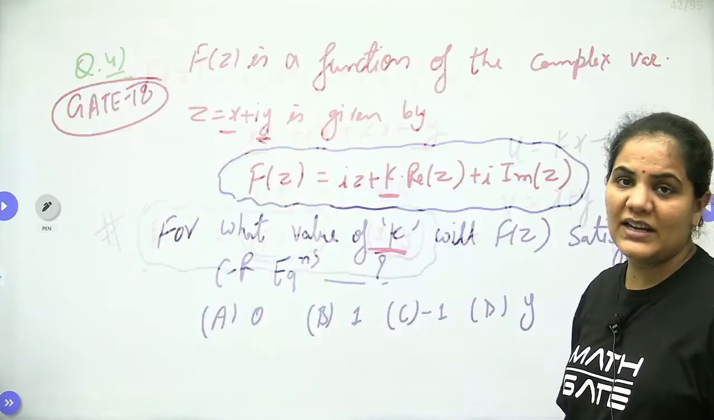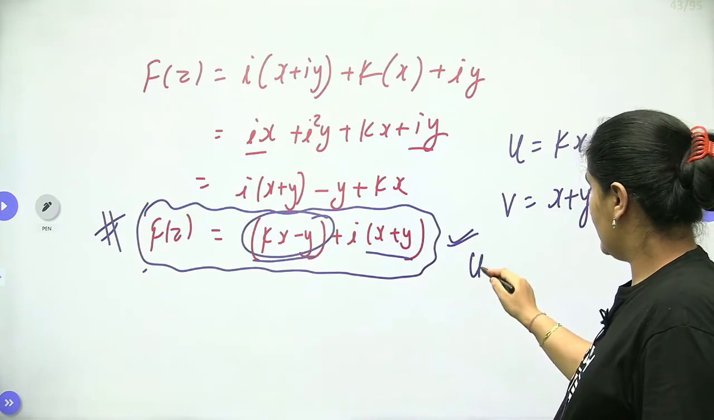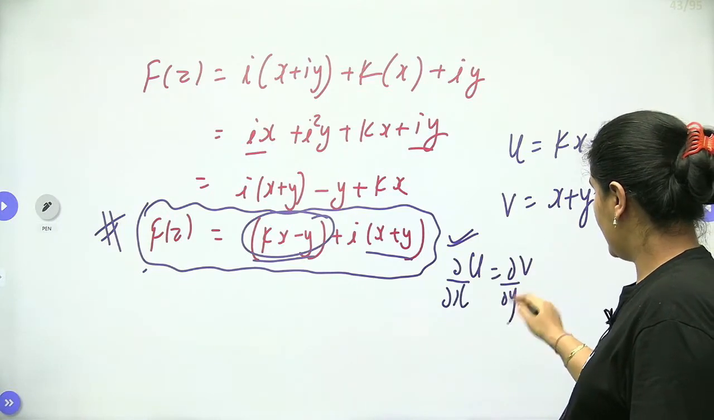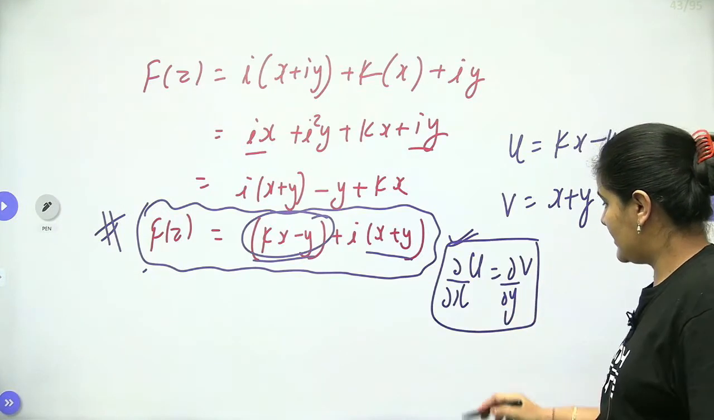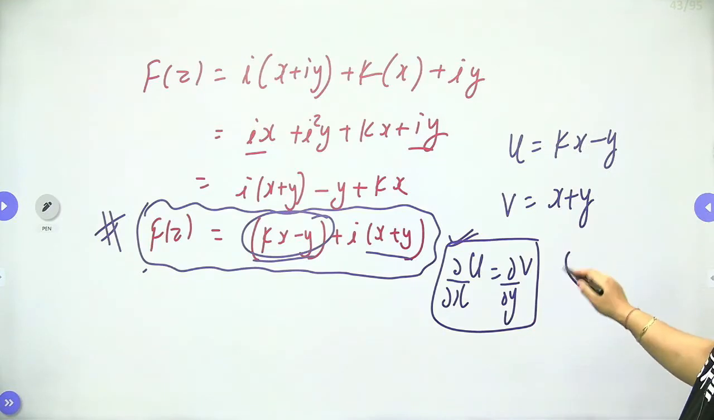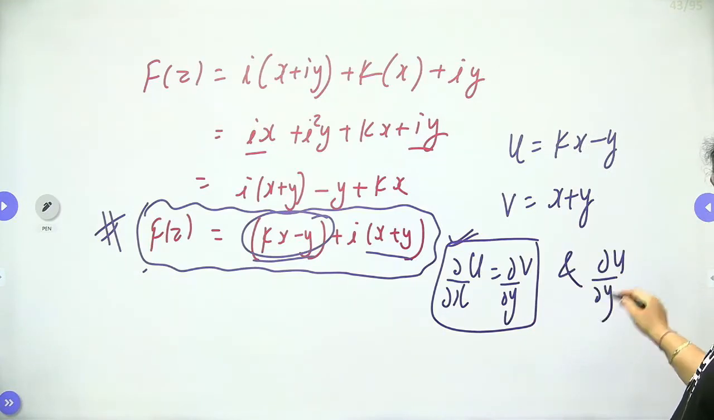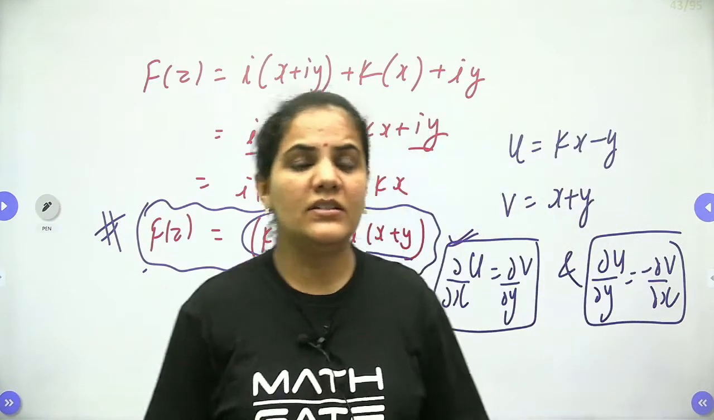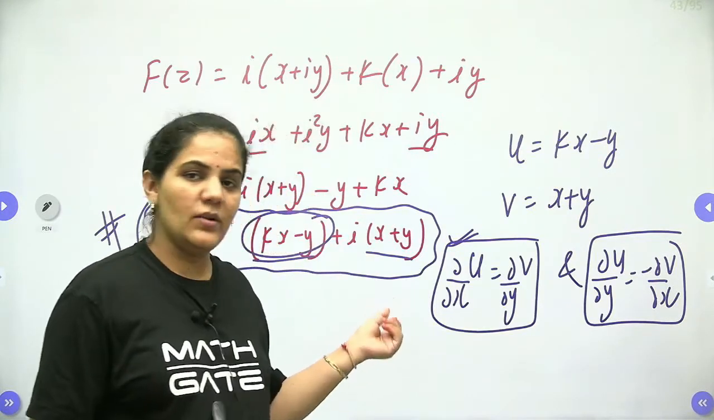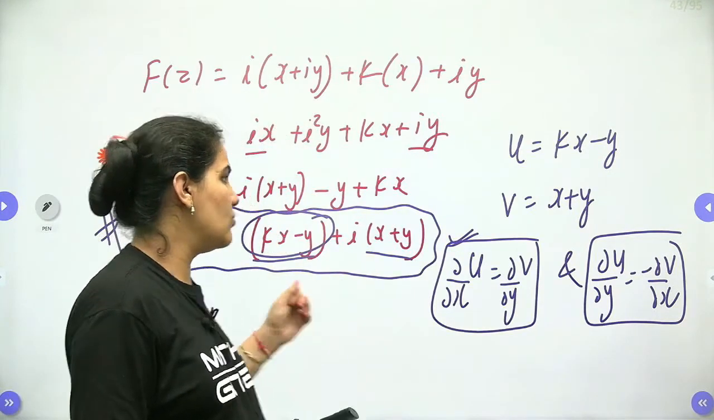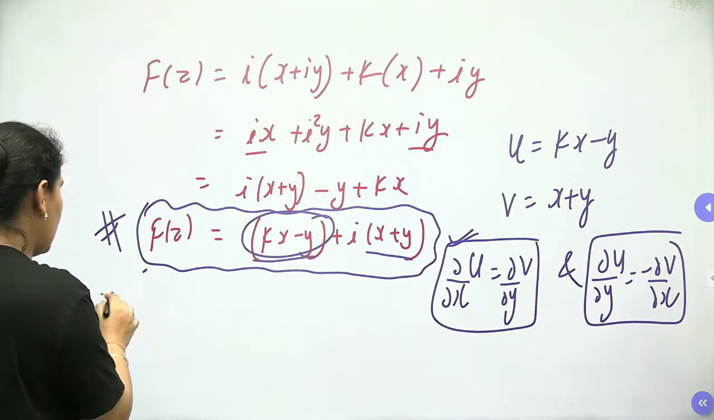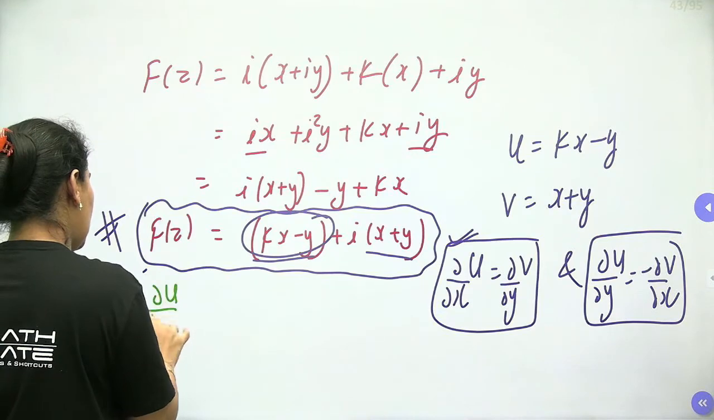Now the question is talking about the CR equation. Let's approach the CR equation. We know very well that ∂u/∂x should equal ∂v/∂y, and ∂u/∂y is equal to -∂v/∂x. Whenever the Cauchy-Riemann equations are satisfied, ux = vy and uy = -vx, dear students.